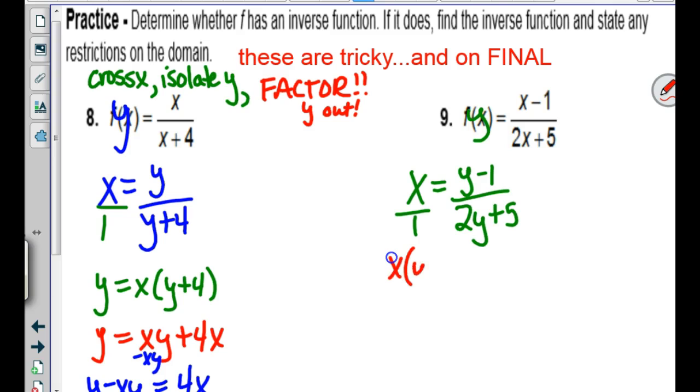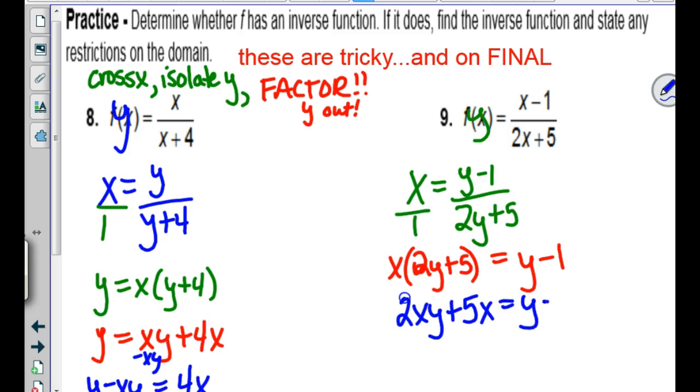X times 2y plus 5 equals 1 times y minus 1, which is just y minus 1. You do have to go ahead and distribute. So some of you probably would have distributed as you went. Just be careful.